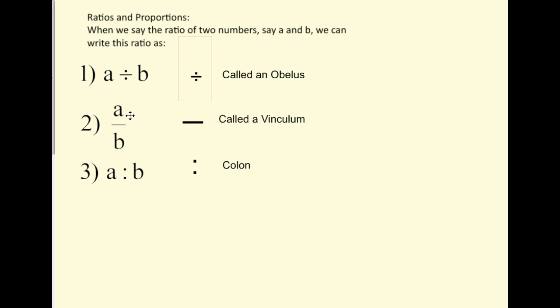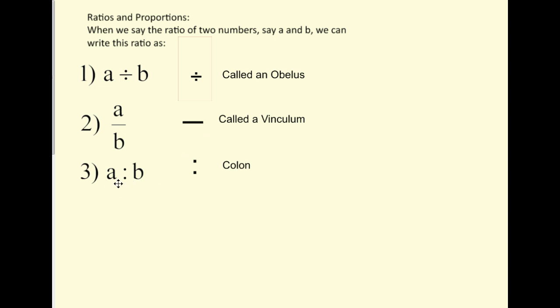The next method you can use to write a ratio is A over B with the solid line. This solid line is called a vinculum, if I'm pronouncing it correctly. Look it up and you can get the definition of it. And there's another line called a forward slash, which is called a solidus, S-O-L-I-D-U-S, I think it is.